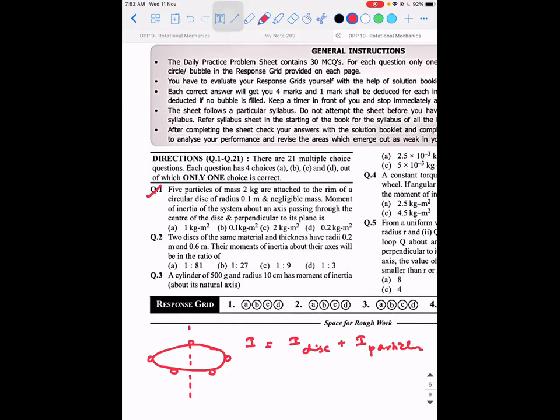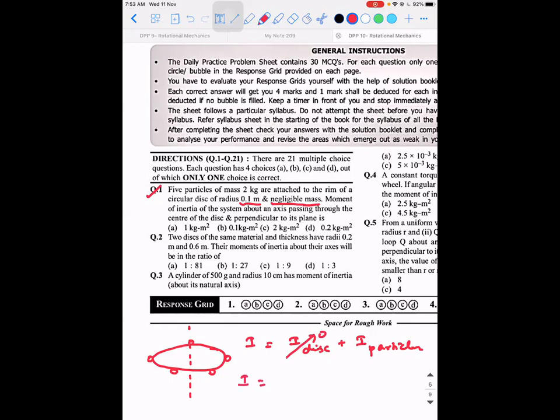It would be mr square by 2, but you need to be careful with something. Read the question carefully. Circular disk of radius 0.1 and negligible mass. So disk does not have any moment of inertia, it is zero. So the moment of inertia of the system is only due to the particles.